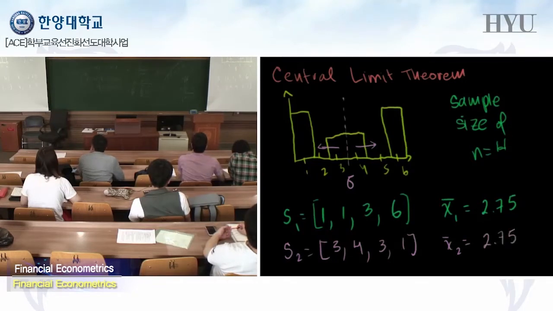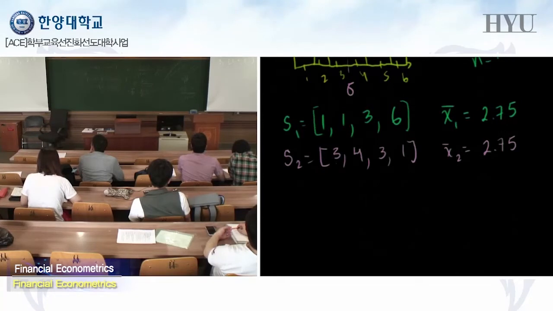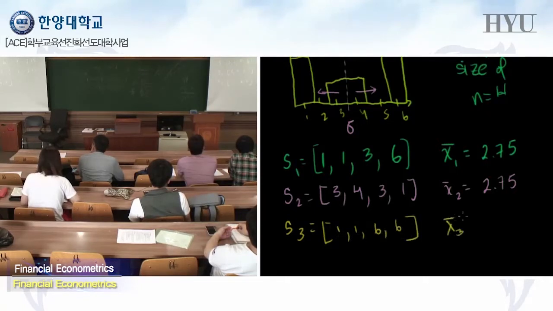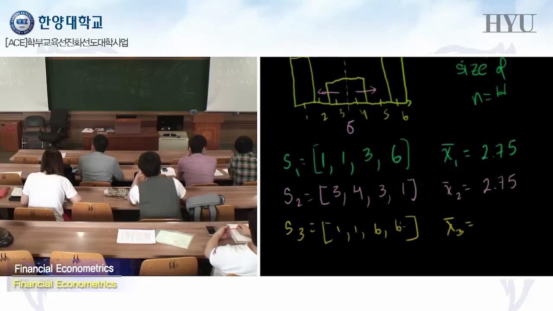Let me do one more because I really want to make it clear what we're doing here. Actually, we're going to do a gazillion more, but let me just do one more in detail. So let's say my third sample of sample size 4. So I'm going to literally take 4 samples. So my sample is made up of 4 samples from this original crazy distribution. Let's say I get a 1, and a 6, and a 6. And so my third sample mean is going to be 1 plus 1 is 2. 2 plus 6 is 8. 8 plus 6 is 14. 14 divided by 4 is what? 3 and a half.